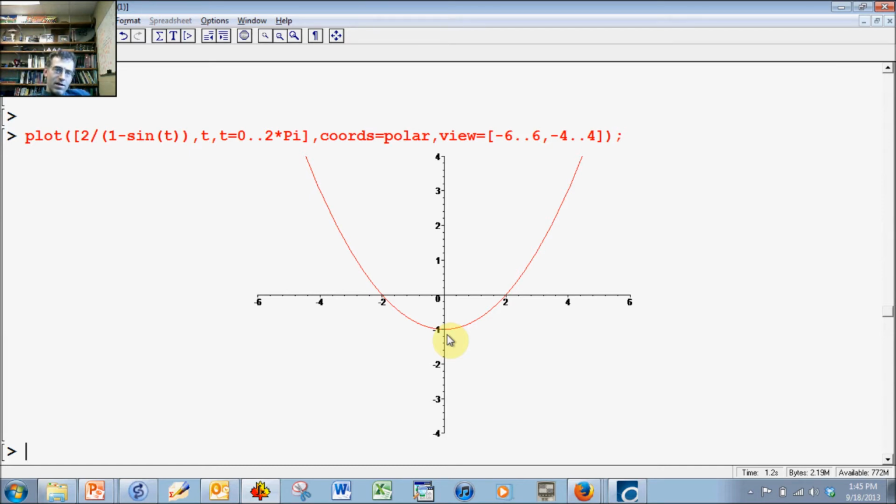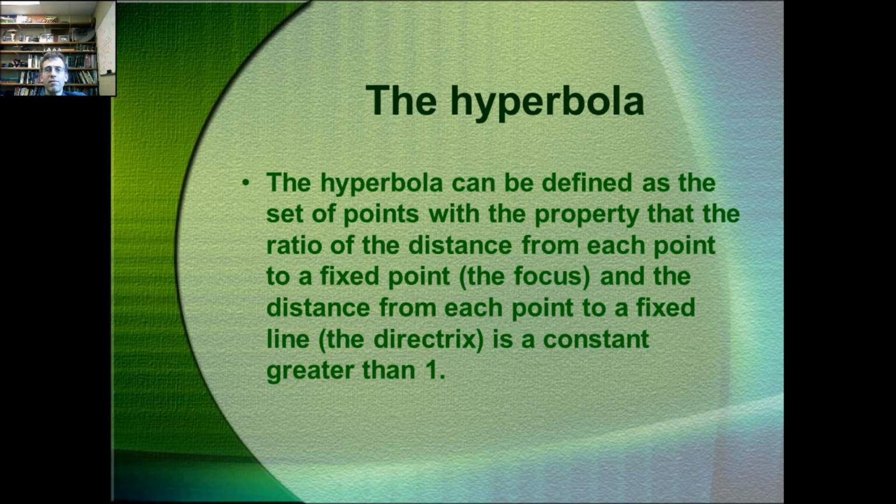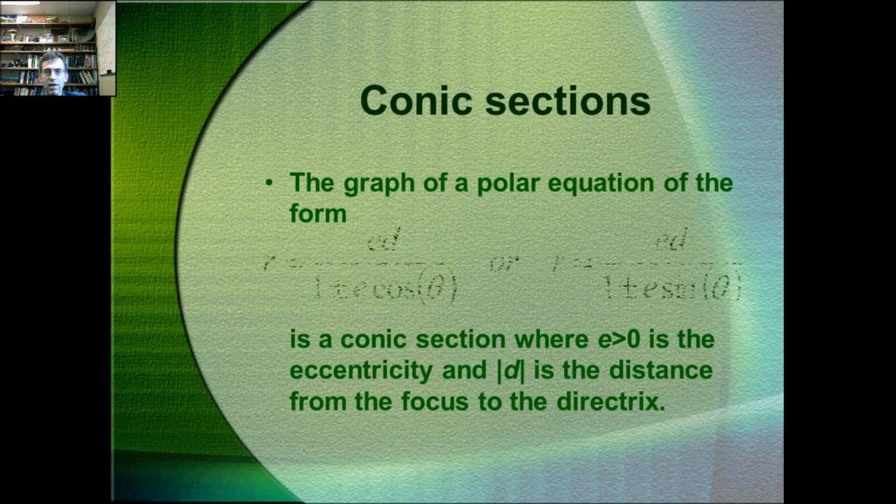At any rate, that just shows you that you can write an equation of a hyperbola or an ellipse using a directrix, as long as you keep track of this. So here's the polar form for each of these. And e there is the eccentricity. So these are conic sections, and e is the eccentricity. d is the distance from the origin to the directrix.